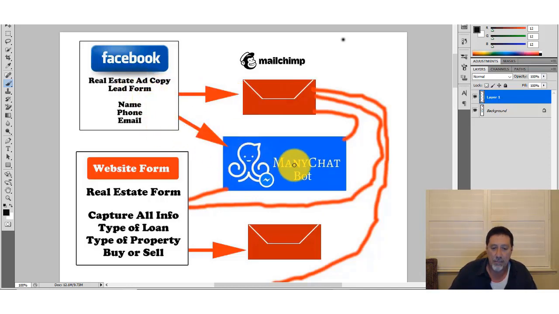We're going to do the ManyChat, okay, the bot's firing, and at the same time the website is going to send them another email. So it's going back here and they're going to get the lead form and it's going to come into an email.